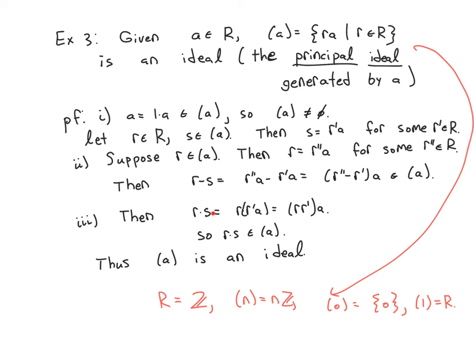Likewise, for part 2, now we're back to our original assumption. r is just an arbitrary element in the ring. r times s is r times r prime a. By associativity, we get another multiple of a. So this actually is an ideal.